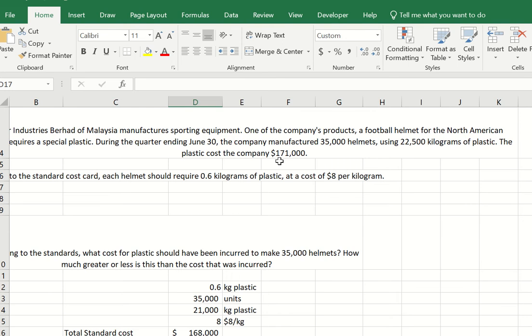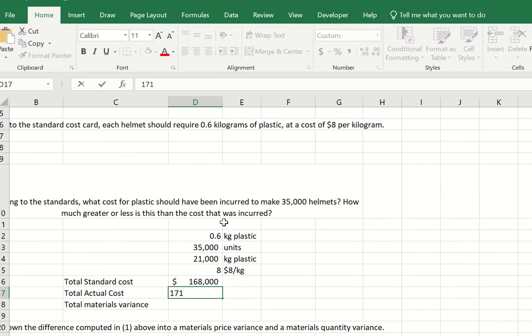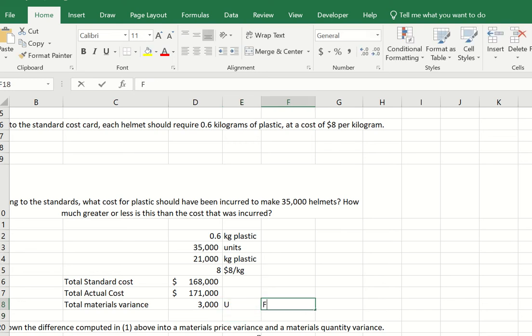But they said they actually spent 171,000. And so 171,000 is the total actual cost, and here is the variance. Have I overspent? Have I underspent? When I look at the variance, this one minus this one, 3,000, I've actually overspent what I was expected to be spending, and so this would be an unfavorable variance. We usually just use a U for unfavorable, or an F for favorable, but this is unfavorable because the standard cost was 168,000. I spent more than that, and that would be an unfavorable variance here.